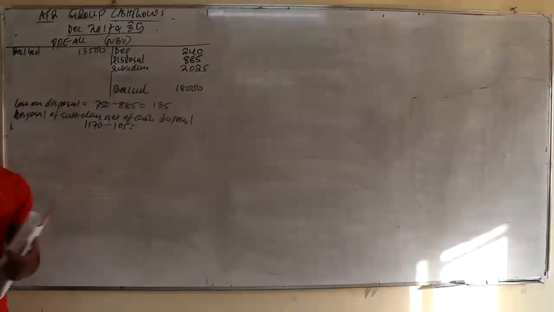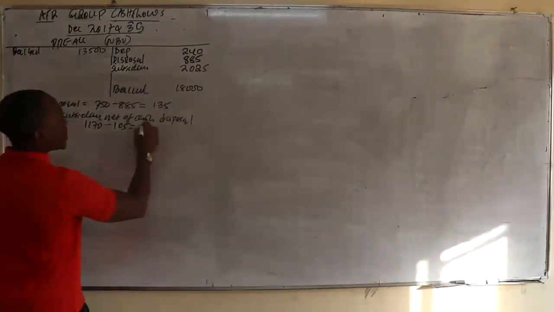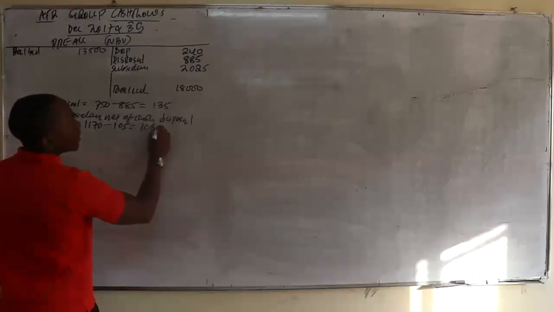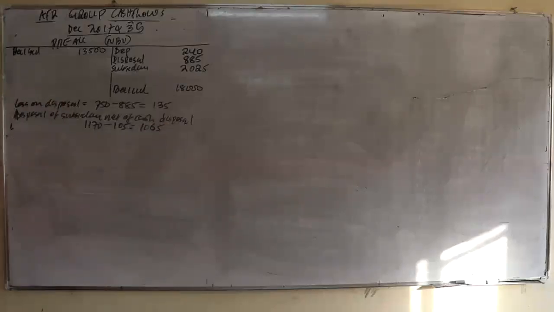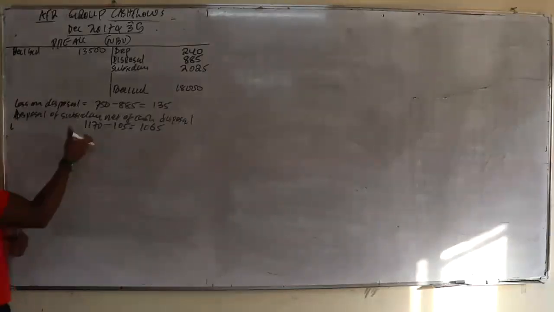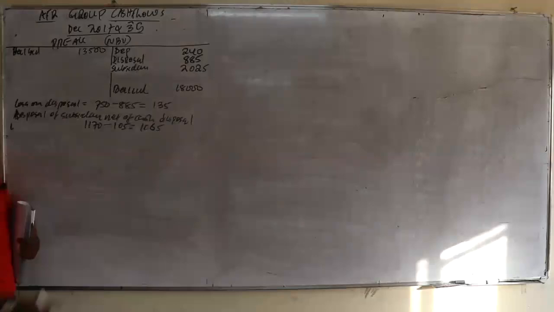That's how from that perspective. 16? Yeah. That's what we received from the disposal of that subsidiary. They paid us 1150 and we paid him 105. Good.